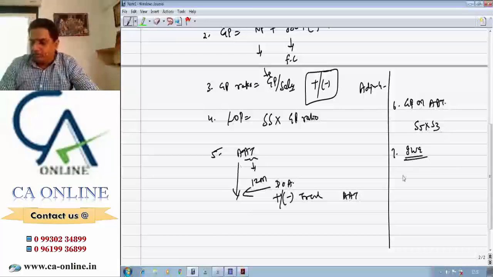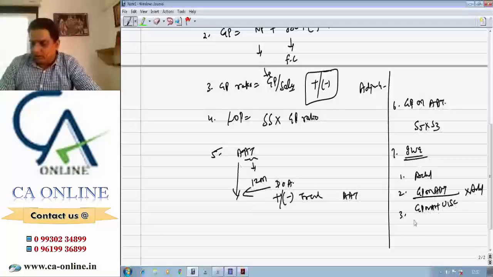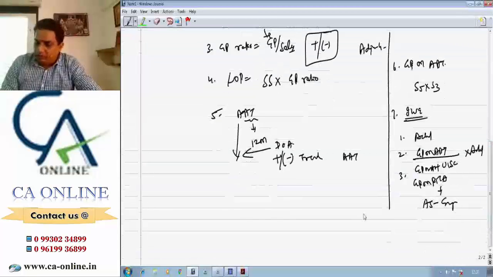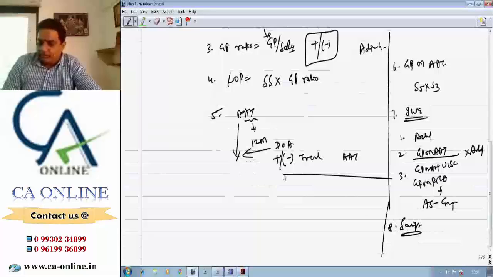Step number 7, incremental working expenditure. Lower of the following. First one, actual GP on AAT by GP on AAT plus uninsured standing charges into actual. Third one, GP on RETA. How to find out RETA? Actual sale minus expected sale if expenses not incurred. Then step 8, savings if any will be given in the problem.